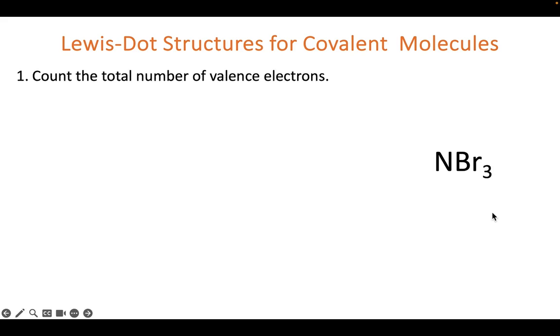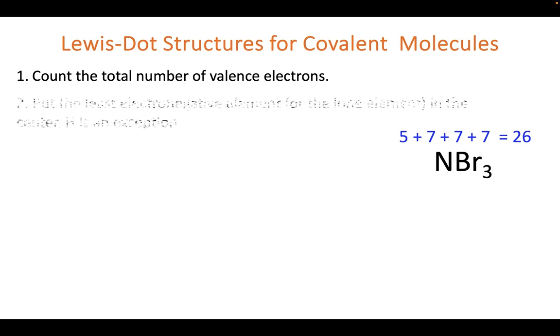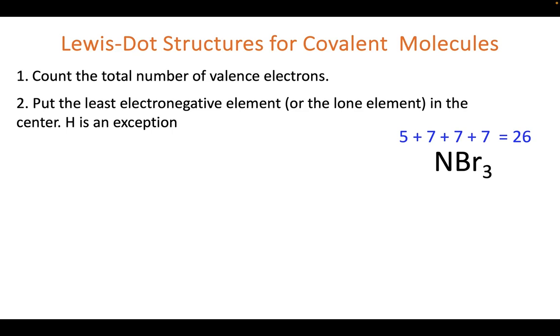All right. NBr3, another example. Count the total number of valence electrons. Nitrogen has 5, and each of the bromines has 7, so that's a total of 26. We're going to put the least electronegative or the lone element in the center. The lone element is nitrogen, and we're going to put it in the center. It's easier to look for the lone one than it is to go look for the actual electronegativity values. But we have N in the middle, and we're going to draw those 3 bromines around it.